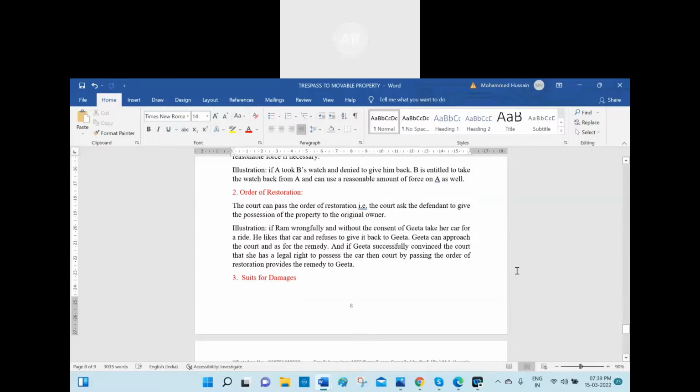Order of restoration. The court can pass the order of restoration. That is, the court asks the defendant to give the possession of the property to the original owner. If Ram wrongfully and without the consent of Gita took her car for a ride and he keeps the car and refuses to give it back to Gita, Gita can approach the court for a remedy. And if Gita successfully convinces the court that she has a legal right to possess the car, the court may, by passing an order of restoration, provide the remedy to Gita.